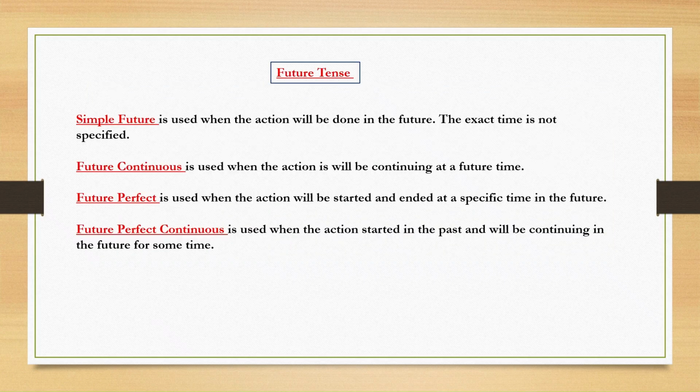Future tense. Simple future is used when the action will be done in the future. The exact time is not specified. Future continuous is used when the action will be continuing at a future time. Future perfect is used when the action will be started and ended at a specific time in the future. Future perfect continuous is used when the action started in the past and will be continuing in the future for some time.